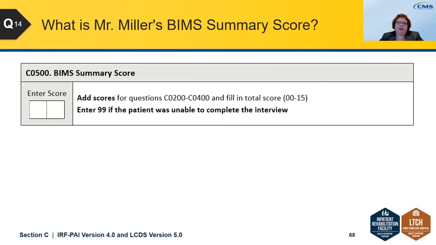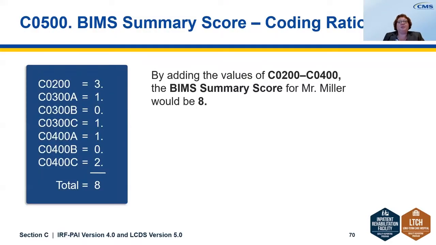Okie doke. I think we're looking good here. If we can see that poll, most of you thought it 100%. Thought it was 8, and you guys can add. This is excellent. The correct answer is indeed 8. So by adding the values of C0200 through C0400, the BIMS summary score for Mr. Miller would indeed be 8.